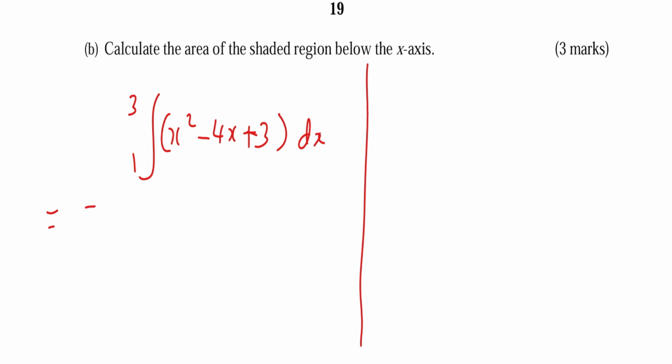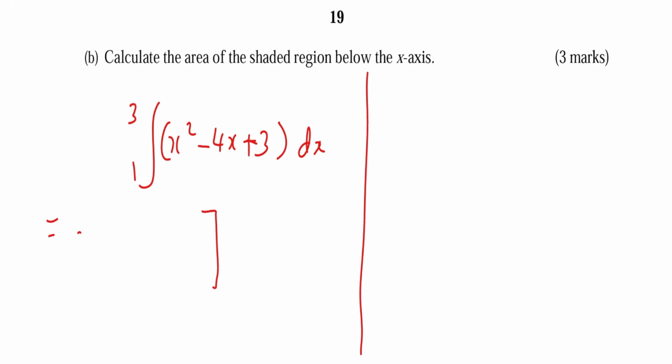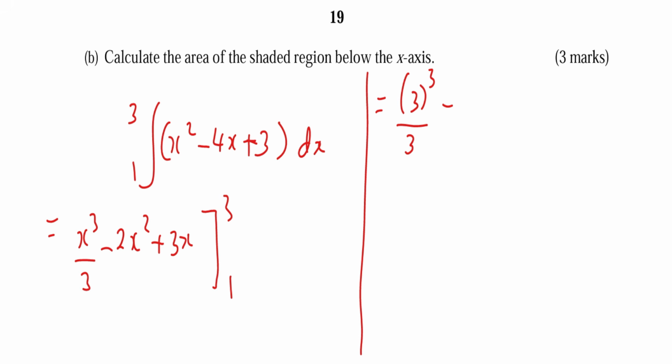If you integrate this one, we get x cubed over 3 minus 2x squared plus 3x. So we just substitute once again. Where there's x, you substitute 3: 3 cubed divided by 3, minus 2 times 3 squared, plus 3 times 3. And then you also subtract it from another number.